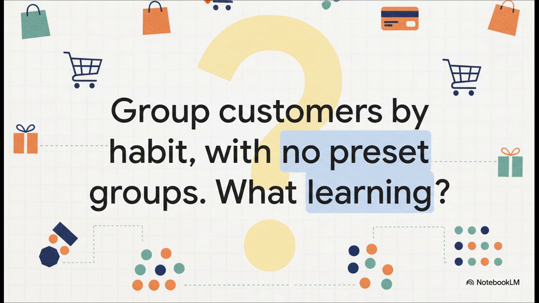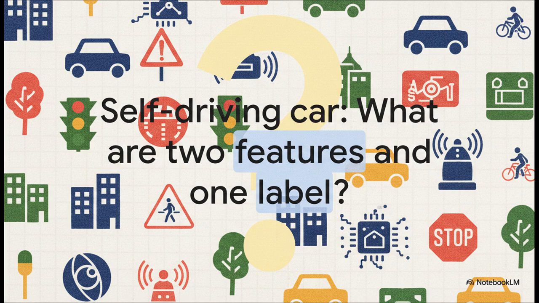Okay, next up. An online store wants to find groups of customers based on how they shop. But here's the catch. It has no idea what those groups are yet. It wants the AI to discover them on its own. Is this a job for supervised or unsupervised learning? What do you think?